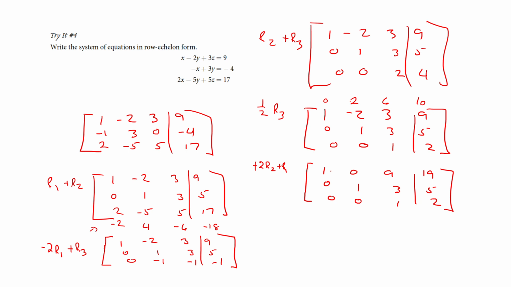Okay, so I've got all 1s diagonally. I've got 0s everywhere. I would just need to clean out this last row. So I'm going to do -3 times row 3 plus row 2. See if I can do this without running out of room.